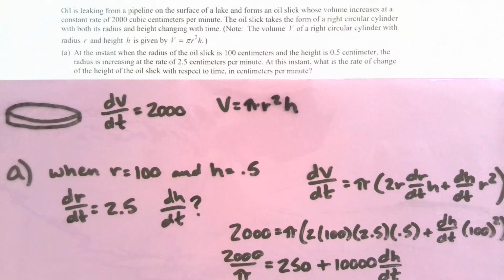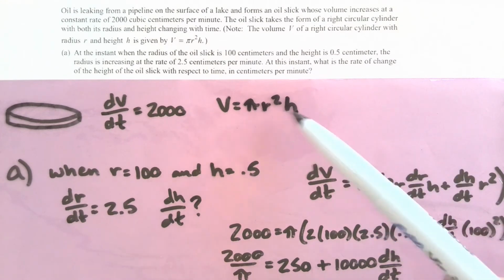And then when we get to part A, it's got a lot of information in it, but really with related rates, that's good news. They tell us the condition is the radius being 100 and the height being 0.5. They also tell us that the rate of the radius increasing is 2.5, and we're looking for that rate of the height increasing.